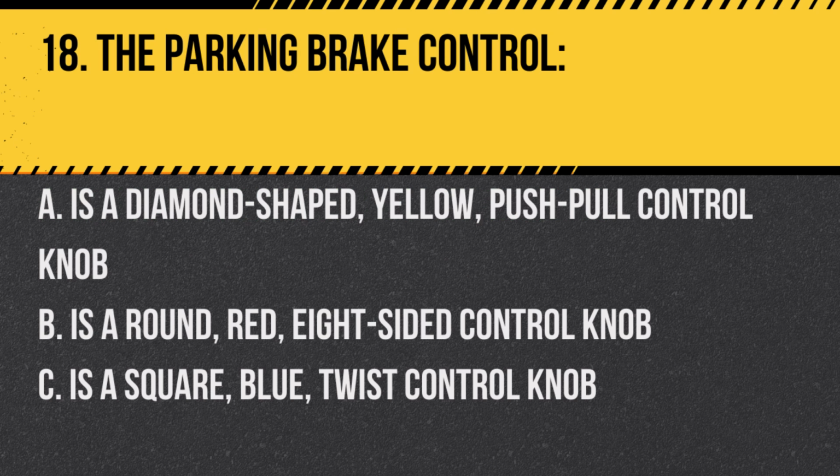Question 18. The parking brake control: A. Is a diamond-shaped yellow push-pull control knob. B. Is a round red 8-sided control knob. C. Is a square blue twist control knob.